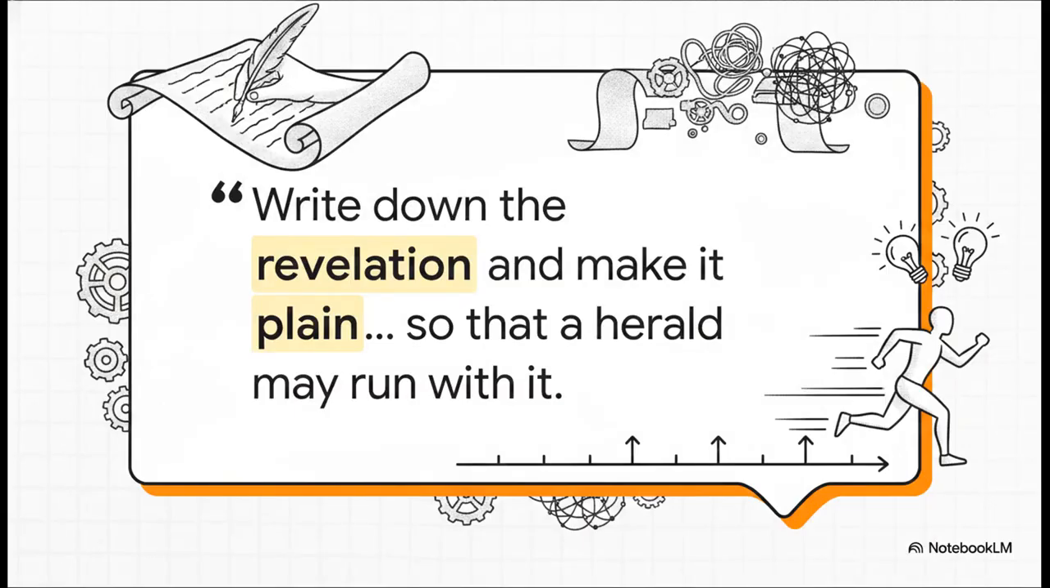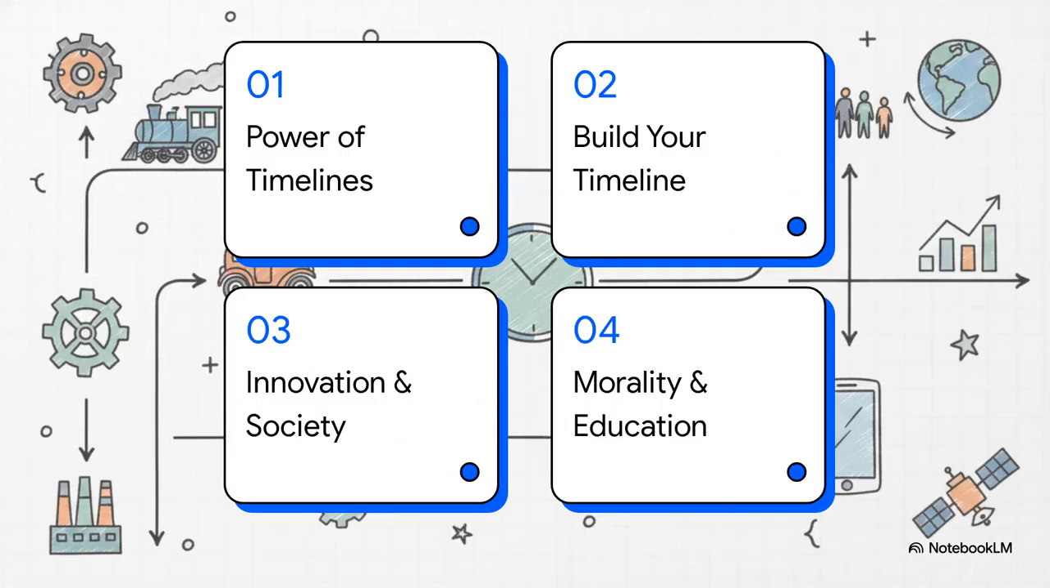To really set the stage for our mission today, consider this powerful instruction from Habakkuk 2:2. It says, "Write down the revelation and make it plain so that a herald may run with it." I absolutely love this because it perfectly describes our goal for today's lesson. History can feel totally overwhelming sometimes, like this giant tangled web of events and people. But our job is to take all that complex history of human innovation and make it plain. We want to make it so incredibly clear and organized that anyone can grasp the message immediately and just run with that knowledge.